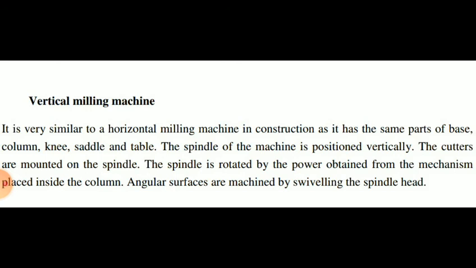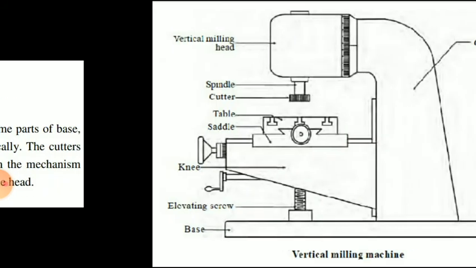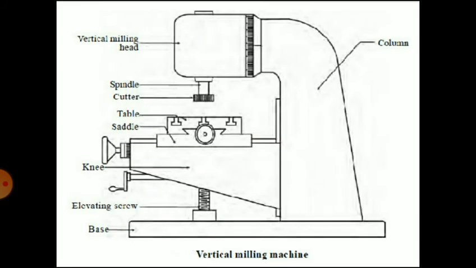The parts of the vertical milling machine, you can see the base, column, knee and table. The construction and working of these parts are the same as that of the horizontal milling machine. Apart from that, there is a spindle head. So the vertical milling head is at the top, you can see in the head there is a spindle, and on the spindle the cutter is mounted and rotates on a vertical axis.